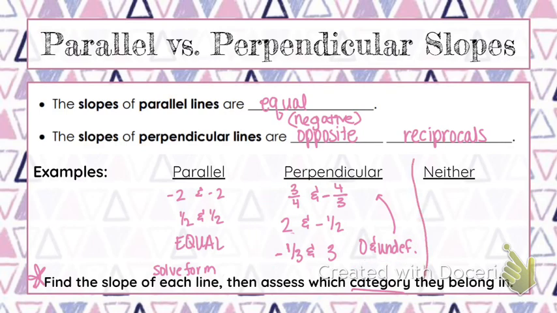Okay, so neither would be 1/2 and -1/2. So it's the opposite sign, but it's not a reciprocal, and it is the same number, but not the same sign, so they're not equal. Another example might be 2 and -2, or 3/4 and 4/3. They're reciprocals, but they don't have opposite signs. These are all examples of neither parallel nor perpendicular slopes. So these examples will help you answer numbers 13 through 16.